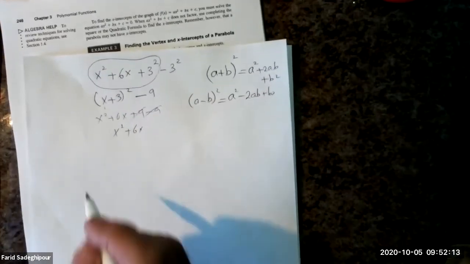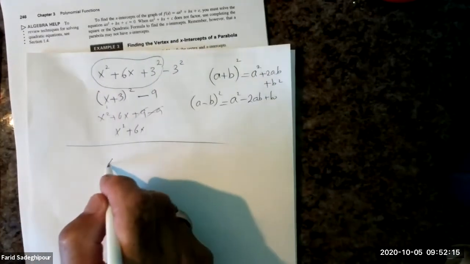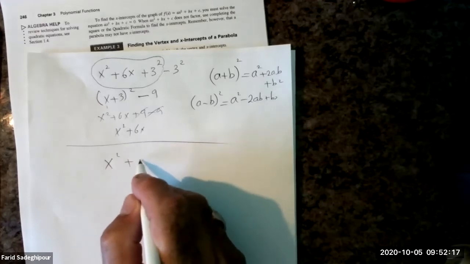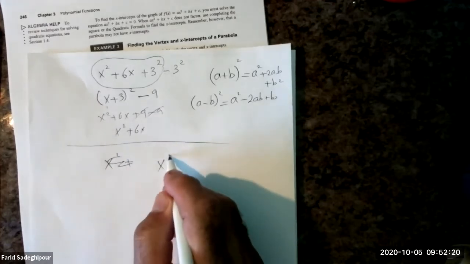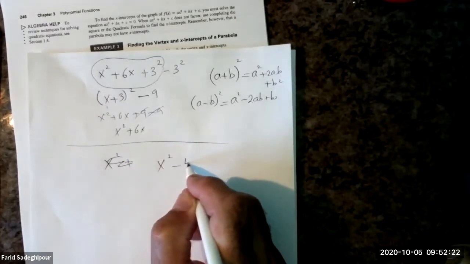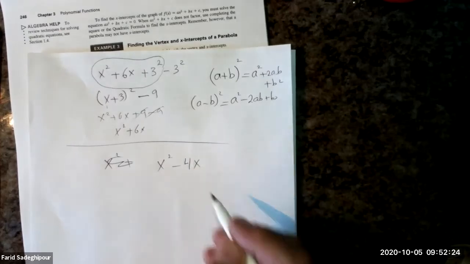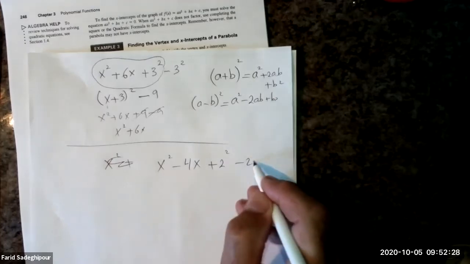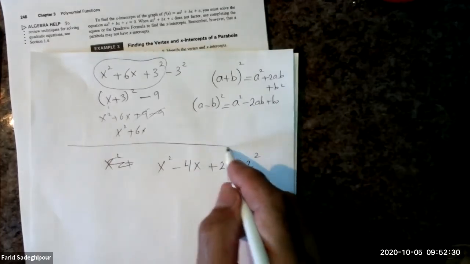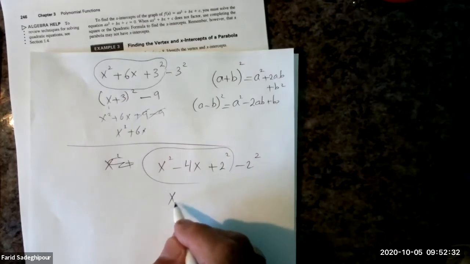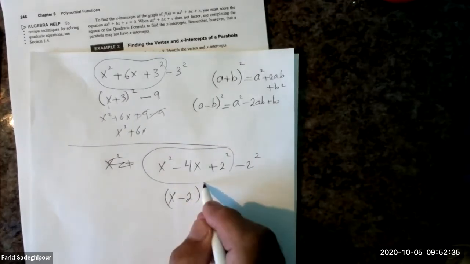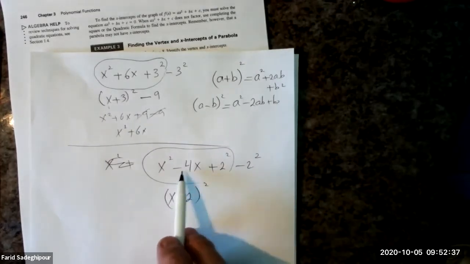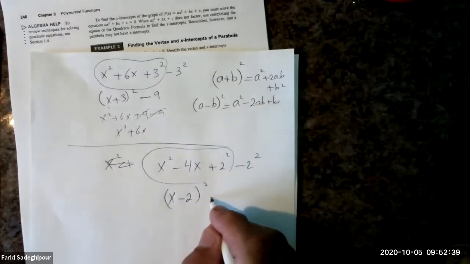So let's say you have another example. You have x² minus 4x. Half of 4 is 2, so you're adding 2 to the power of 2 and you subtract that. Then this is (x − 2) to the power of 2. Why is it minus? Because there is a negative here, see? Minus 4.